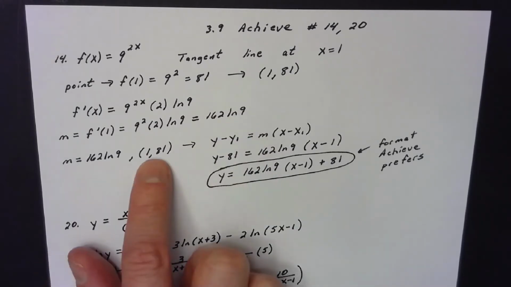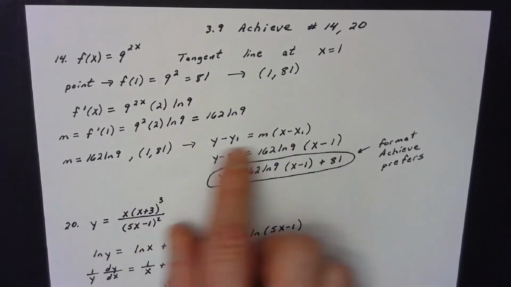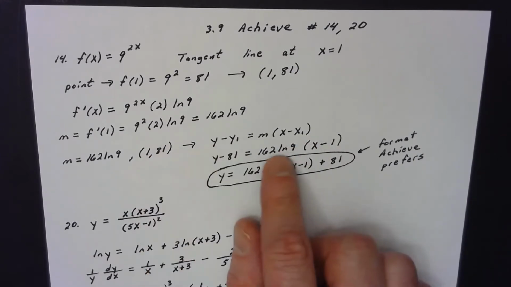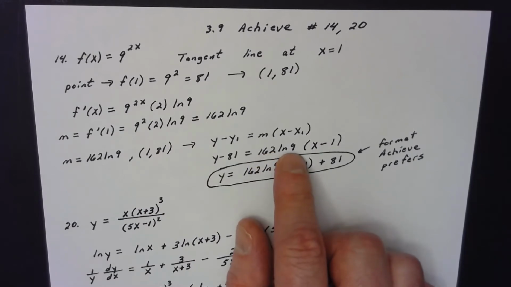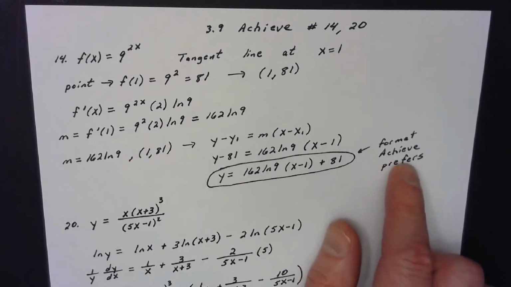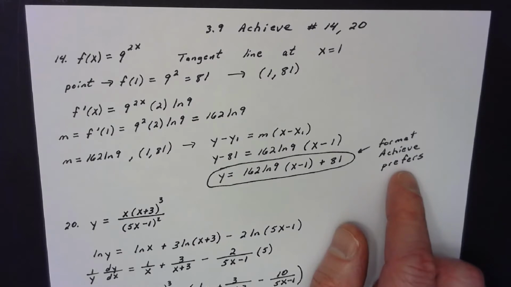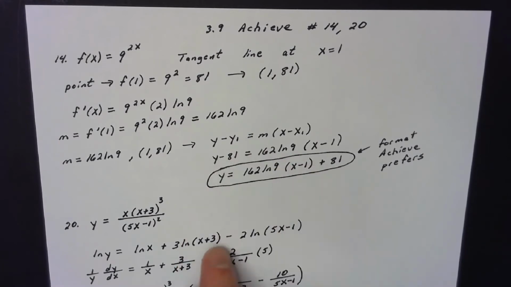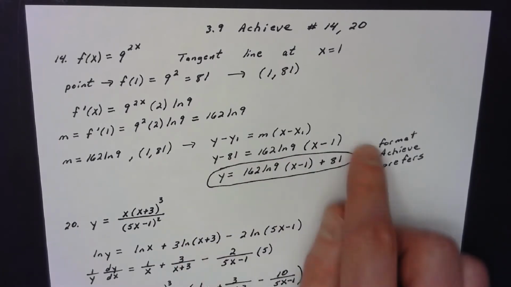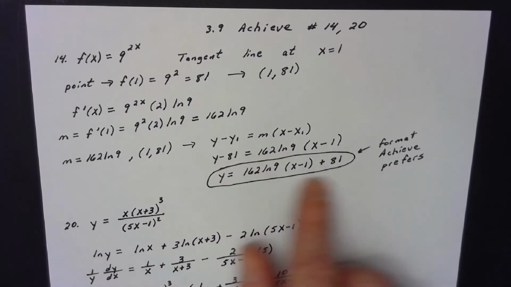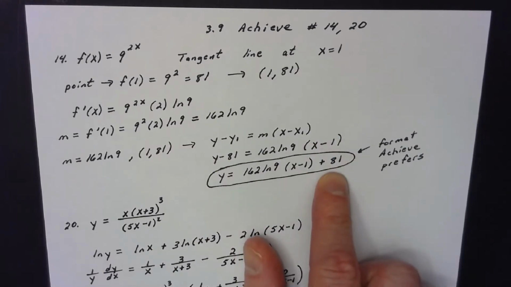I took that slope along with a point, plugged it into my point slope formula. So the y minus y1 became y minus 81. The slope, 162 natural log of 9, times x minus x1, which was just a 1. Now, the format that Achieve is going to want for these problems that have the irrational answers, rather than taking that irrational slope and distributing it through there and getting a decimal, they want you to just leave it like this and move the 81 over. I think they'll accept other answers if you distribute, but this is what they're really looking for. If you just leave it like that, move the 81 over, that's the equation of your tangent line.